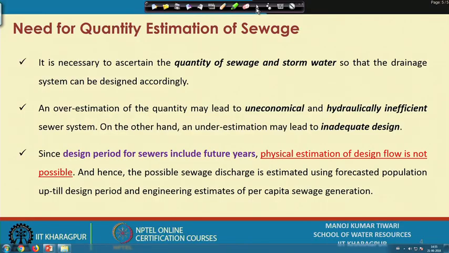Now, since the design period for sewers includes future years, it is not that we plan a sewerage system today for any city, let us say Bhilai, Raipur, Jamshedpur, any city you take, and obviously invest a huge amount of money, and want that system to work for a certain number of years. It is not that we do this year and then do it again next year or a couple of years later. This kind of large infrastructural investment is done for a significant design period.